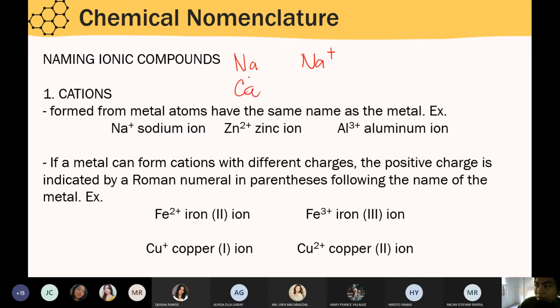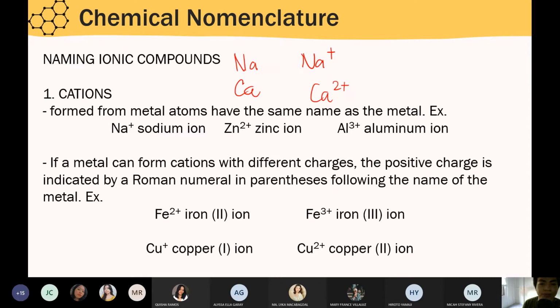For example, earlier we have calcium. If our calcium loses electrons, it becomes calcium 2 plus. What's the name of this ion? So the name of this ion is calcium ion. Very easy. The name of the metal is usually the name of the metal ion then.